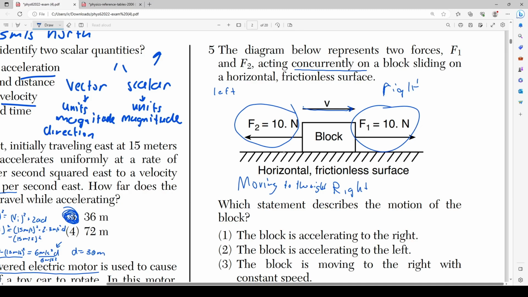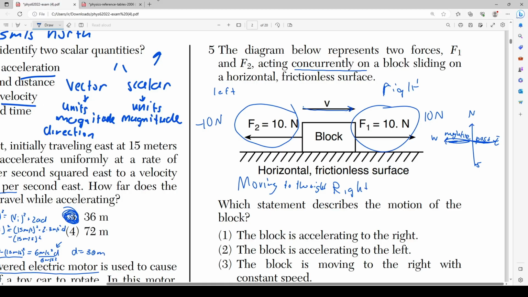Let's just draw a little compass. Nope, that's flipped. So here's going to be north, east, south, west. Let's think of this as a coordinate plane. Anything going east, or going right, is going to be positive, on a positive x-axis, and anything going left, or going west, is going to be negative. So let's think of this 10 newtons going left as negative 10 newtons, and this 10 newtons going right as positive 10 newtons.